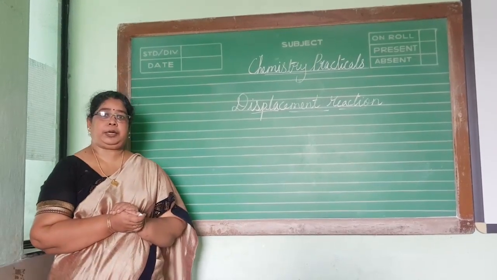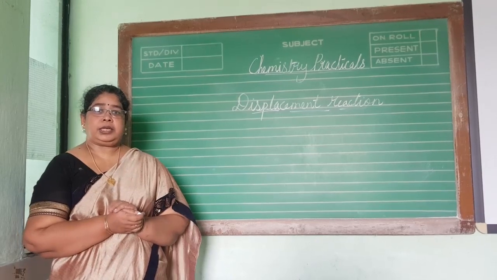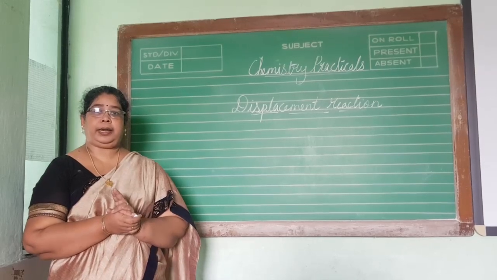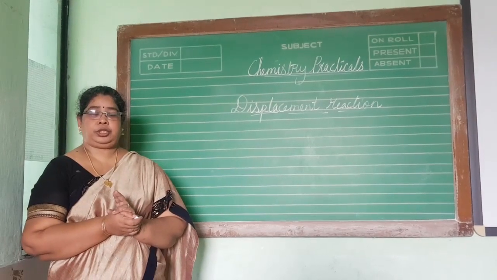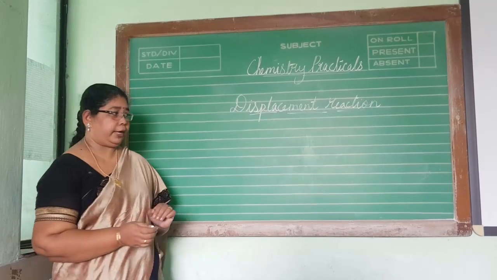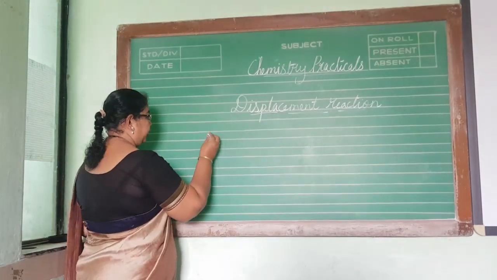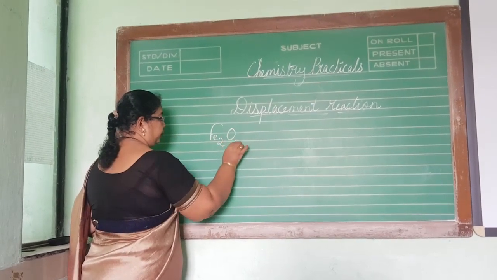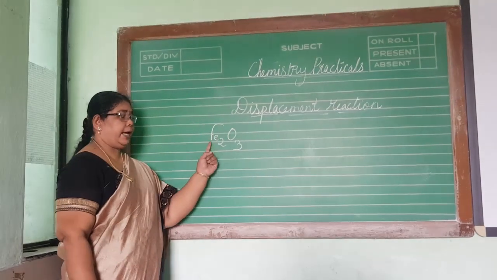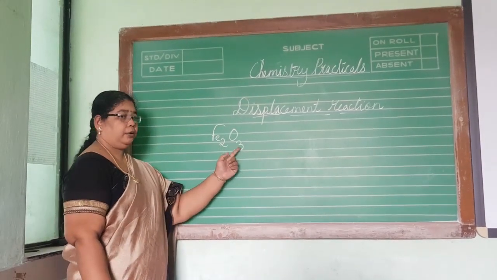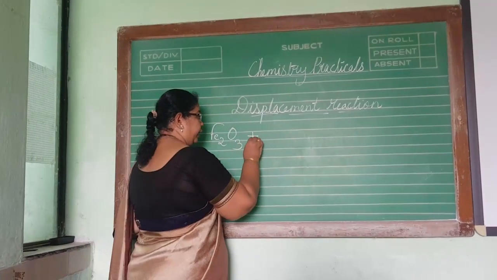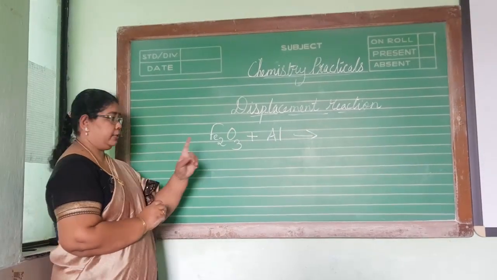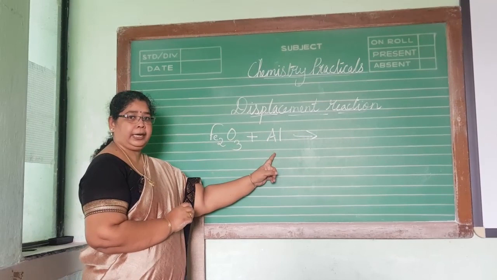What is meant by displacement reaction? This displacement reaction will take place always between a metallic solution and a metal. So there will be two metals. For example, we are taking iron oxide, Fe2O3. Here we have two elements, iron and oxygen. You all know iron is a metal, oxygen is a non-metal. When it reacts with aluminium, aluminium is a metal. So we have two metals here, one is iron and the next one is aluminium.